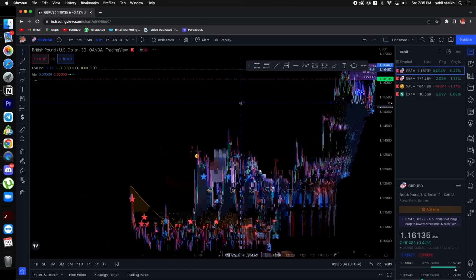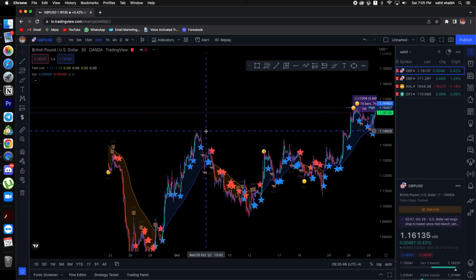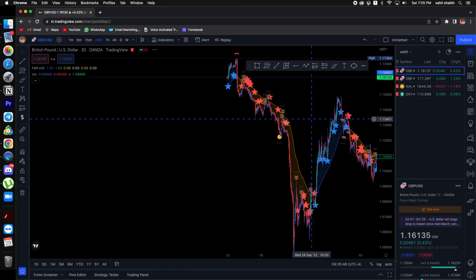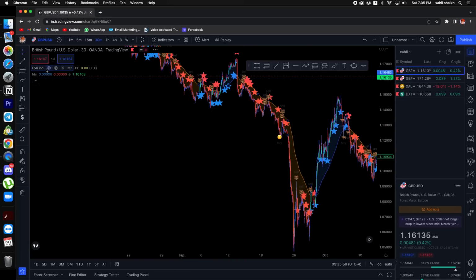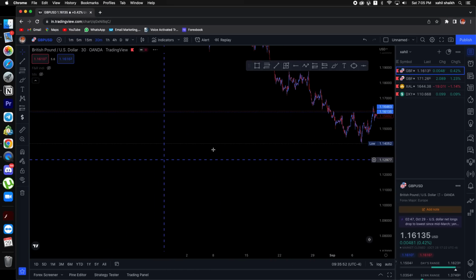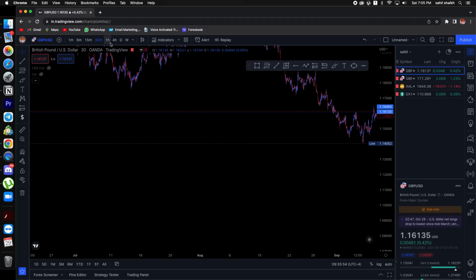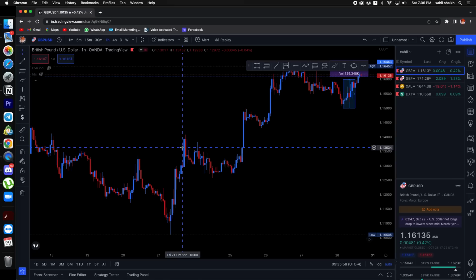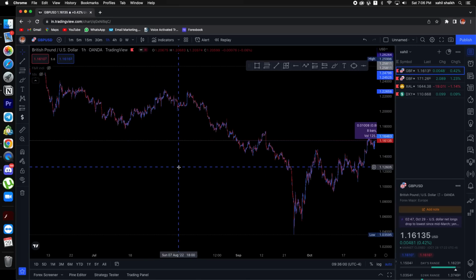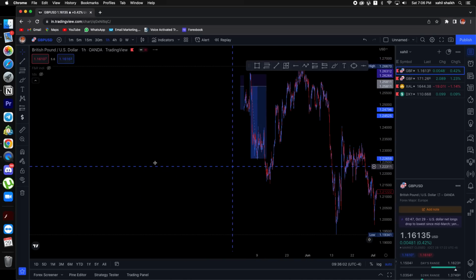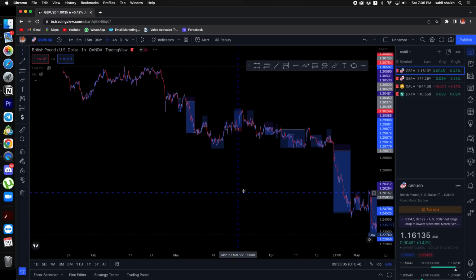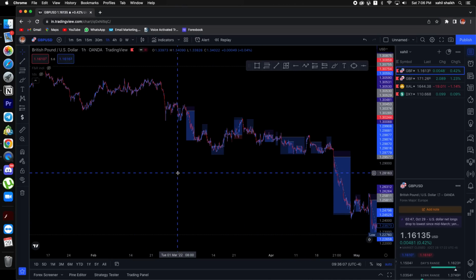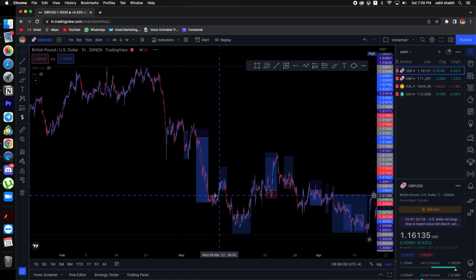Okay, so wait a second. Let me go on to the past. Let me just hide this indicator for a second so I can show you. Okay, I have back tested this indicator on the 1 hour time frame. Let me go to 1st March. Where is it? Okay, here it is, 1st March.